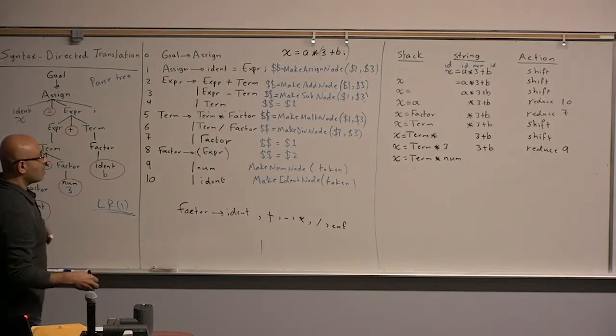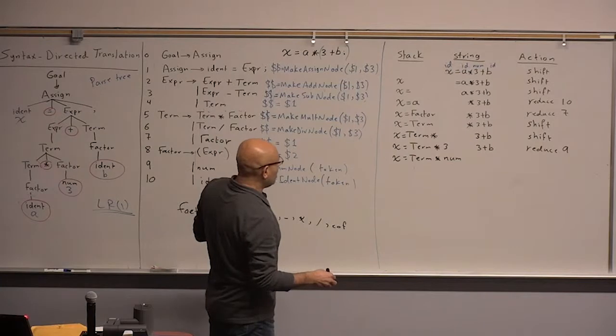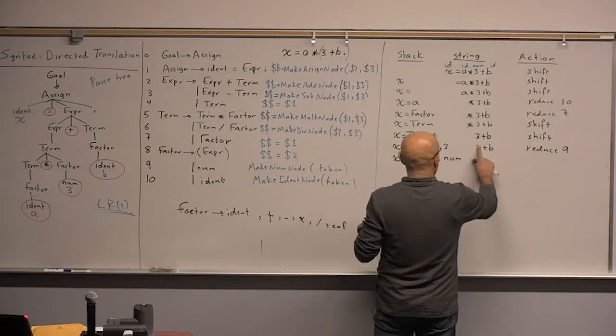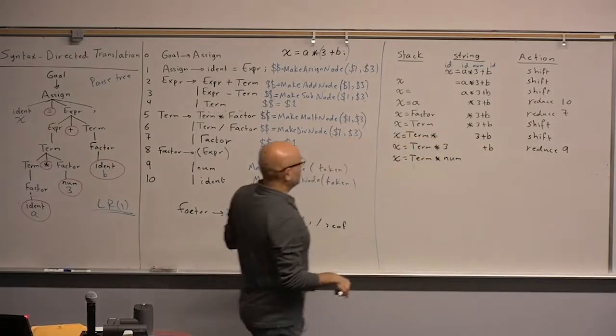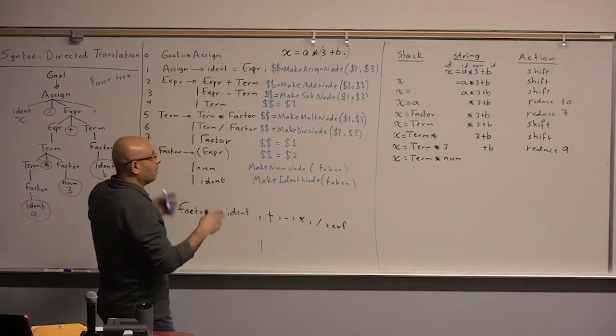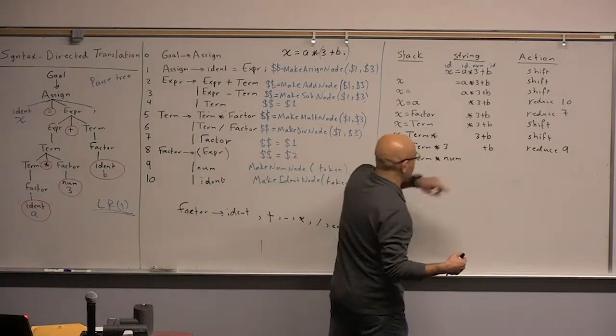Why is that 3 plus b since it got moved over into the stack? Oh, sorry. Yeah, so here shifting, so there is no 3. OK. So when we shifted, the symbol can appear only on the stack or in the string. It cannot be in both. Yeah, so that was an error.